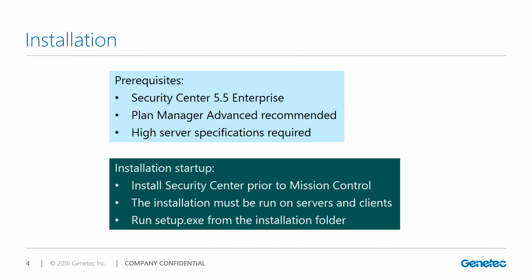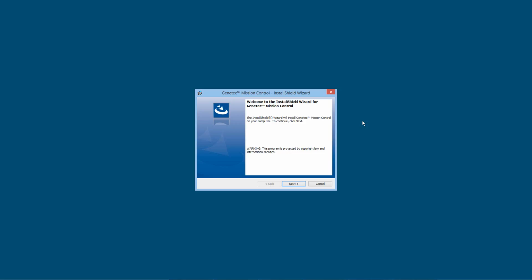For the actual startup of the installation of Mission Control, we need to make sure that we install Security Center prior to Mission Control, and the installation must be run on all servers and clients. Simply run the setup.exe from the installation folder. After running the setup.exe, the installation wizard will come up, and it's fairly straightforward from here.